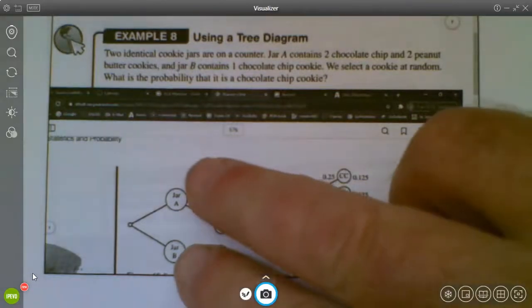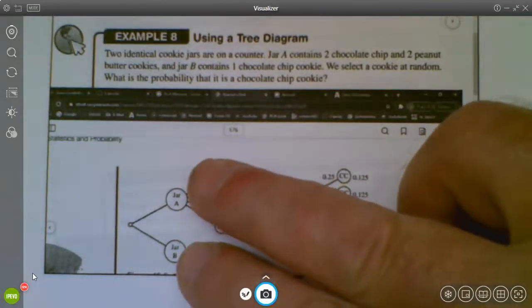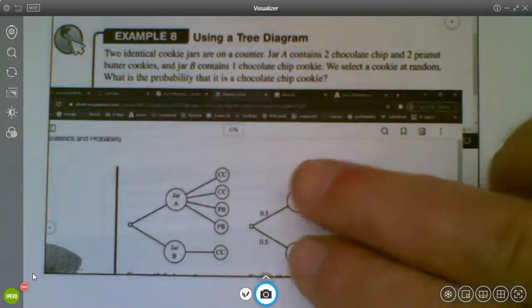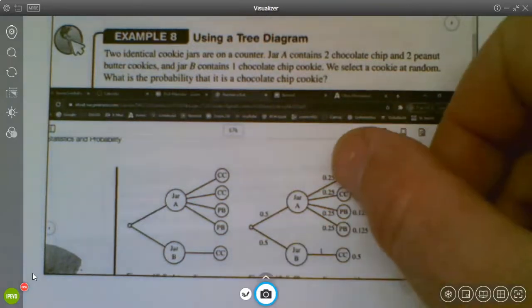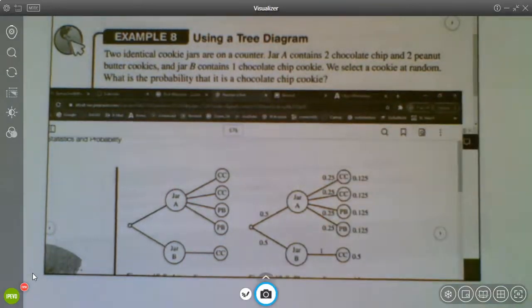And so that created the first level of their tree. Is it going to be jar A or jar B? And of course, those would be equally likely to happen. They're both 50%, right? 50-50, then I'm going to pick one of the cookies. Then the breakdown comes by cookie, right? So if you looked at jar A, here's the breakdown of the cookies from jar A.